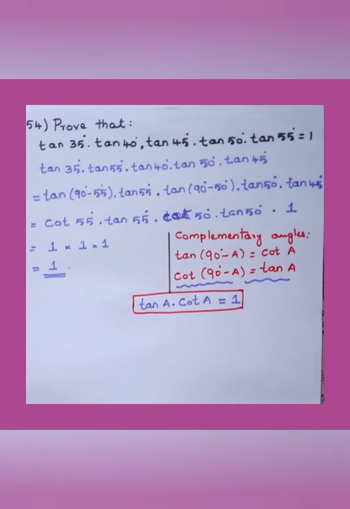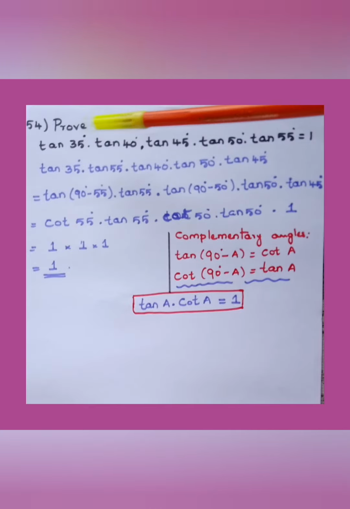Next question, 54. Prove that tan 35 into tan 40 into tan 45 into tan 50 into tan 55 is equal to 1. Whenever you come across this kind of complementary angle sums, it is understood that we have to take the left hand side and prove that it is equal to the right hand side. Okay, we have already solved this kind of problems. You can check in the playlist.